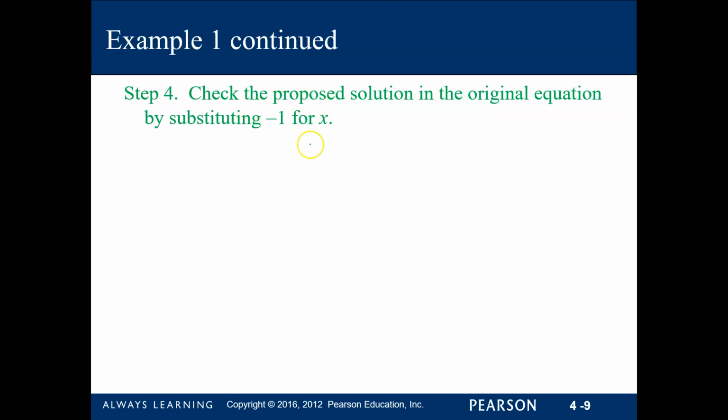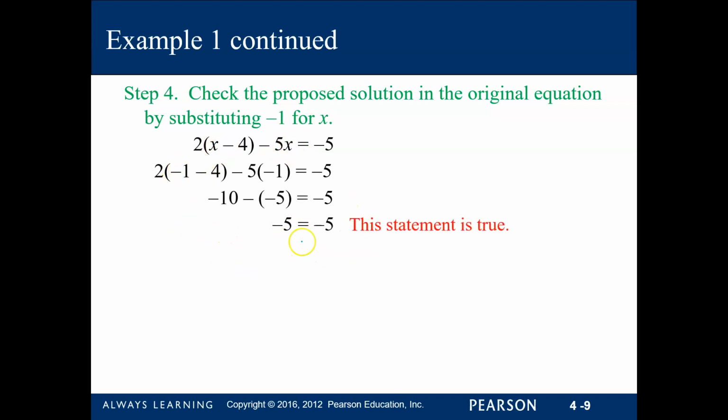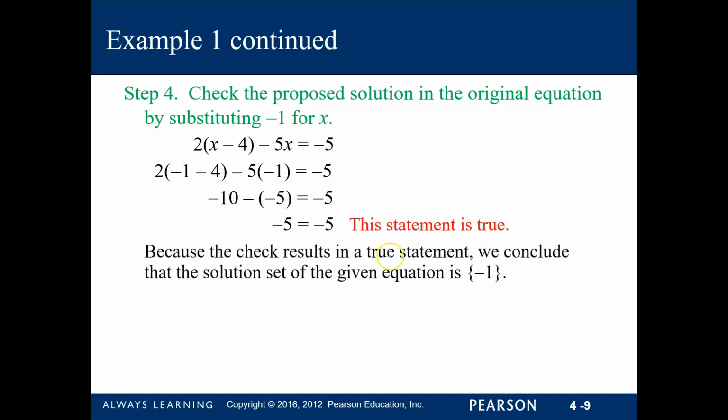So you can check, all right? You can always check if the value of negative 1 will actually make the original equation true. So going back, we replace those x with negative 1. And if you simplify, eventually it will become negative 5 is equal to negative 5, which is a true statement. So because upon checking, the original equation will be true if we replace x by negative 1, then we know that the solution set of the equation is negative 1.